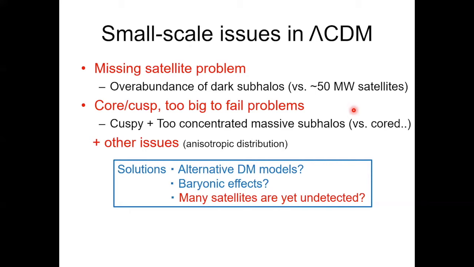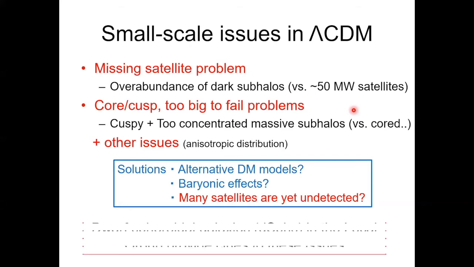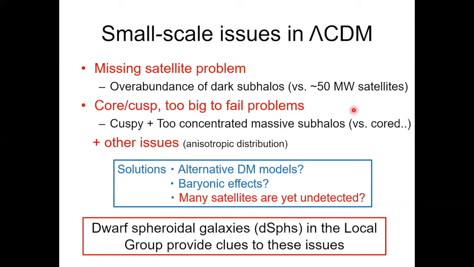Another one is that the observational data is still limited. Especially many satellites are yet undetected, and the observational data is not enough to set limits on the core cusp issues. So there are still some large uncertainties on the observational side. And in this issue, the dwarf spheroidal galaxies in the local group provide clues. Why? Dwarf spheroidal galaxies are satellite galaxies of the Milky Way.